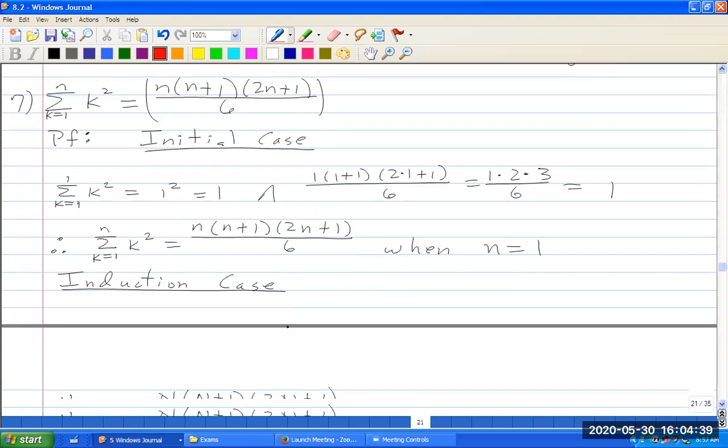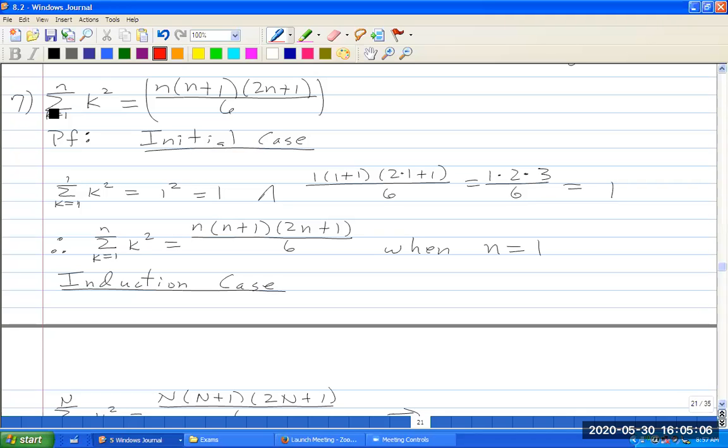Let's show that the sum k equal 1 to n of k squared is equal to n times n plus 1 times 2n plus 1 all over 6. We'll do that using mathematical induction. Because in the very last one, I didn't use mathematical induction, so let's use mathematical induction.